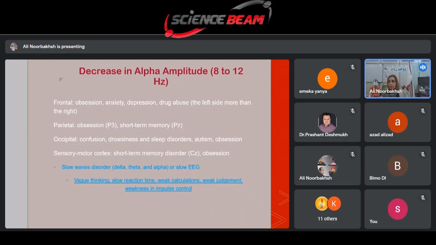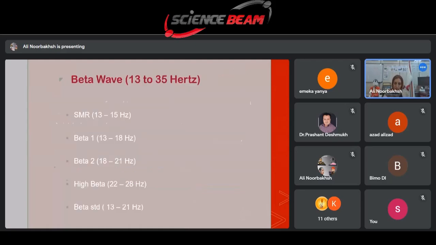Slow wave disorder, such as delta, theta, and alpha, or slow EEG: buggy thinking, slow reaction time, weak calculation, weak judgment, weakness in impulse control.